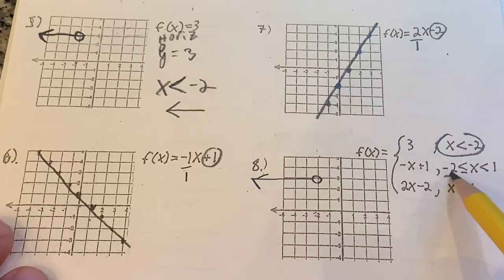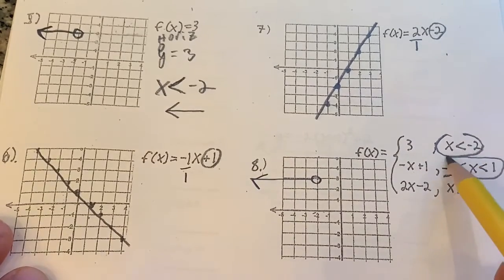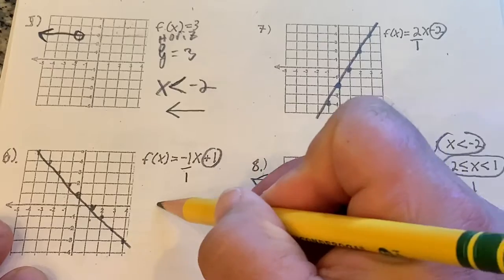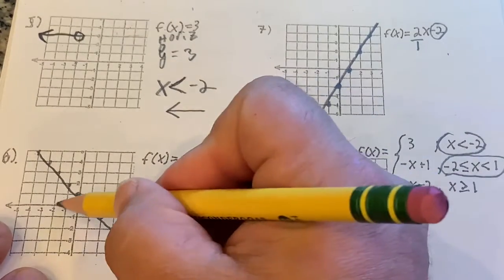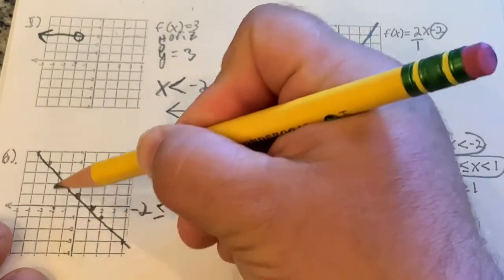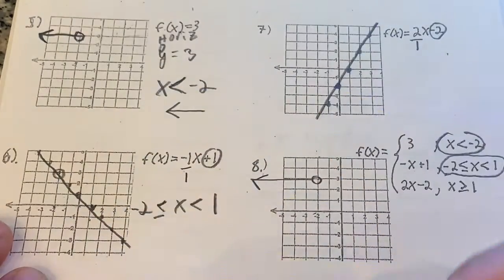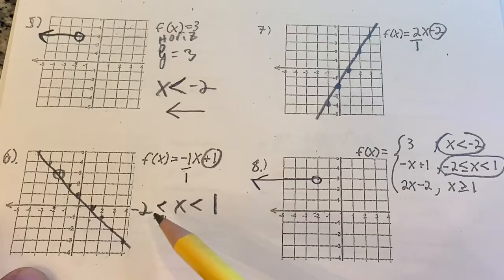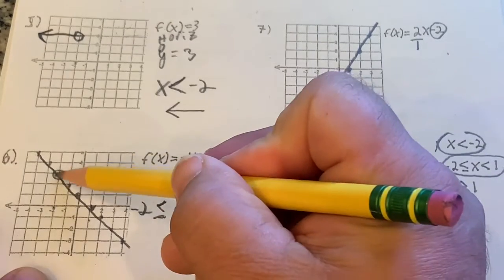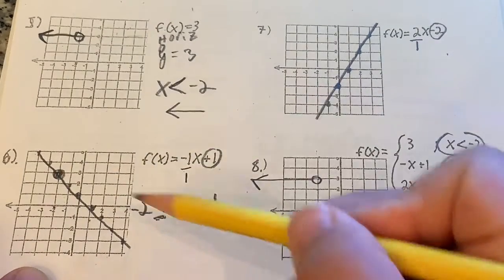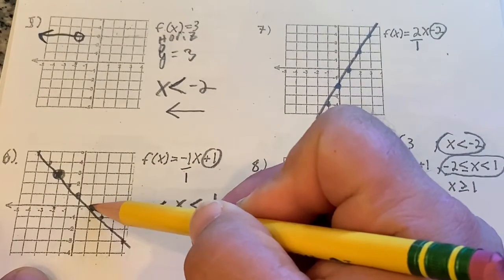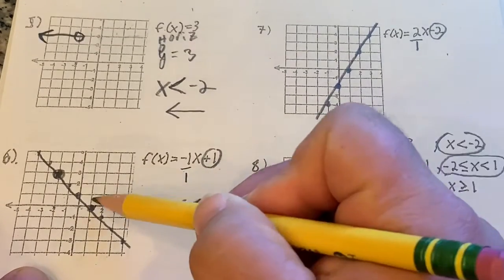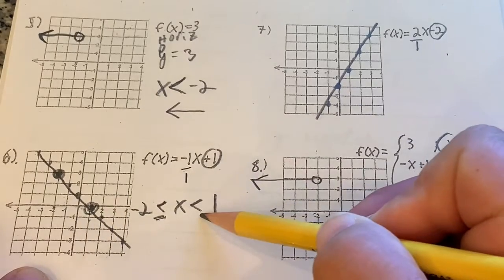That domain says x is between negative 2 and 1. So I'm going to go to negative 2 on the x-axis, go up to the curve, put an open circle. Now, do I fill that circle in or leave it open? Because there's a line under it, I fill that circle in. That's equal to, so it's a closed circle. I go to the 1 on the x-axis, and notice, the curve is there, but it's an open circle. I do not fill that circle in.